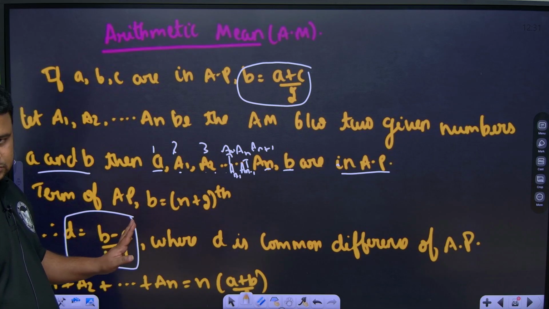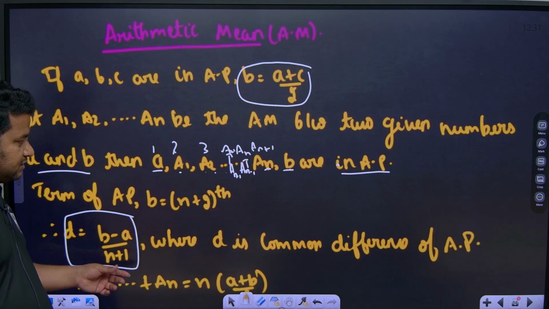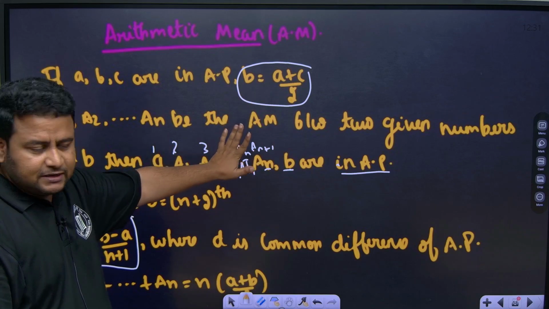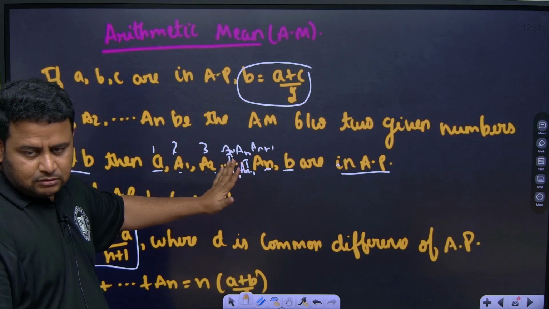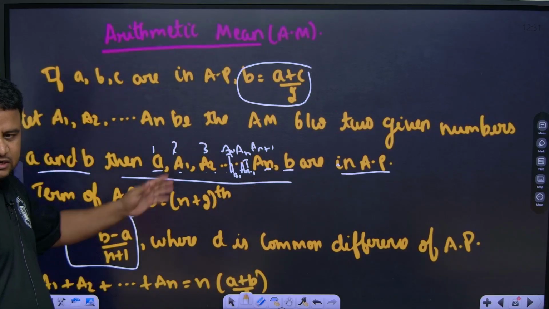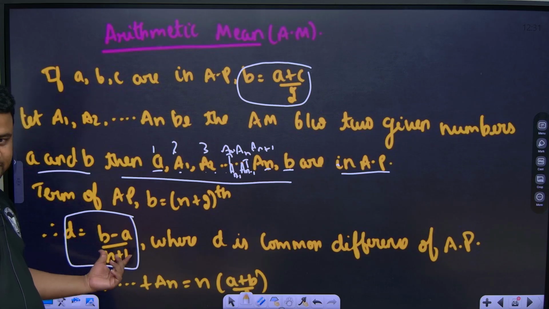n plus 1. So the common difference d is equal to B minus A divided by n plus 1, where d is the common difference of the AP. It is the common difference of the AP that has the arithmetic means. I told you this entire thing becomes an AP. For this, the common difference is last term minus first term divided by n plus 1. This is very important, n plus 1.